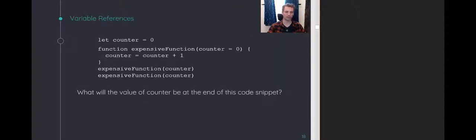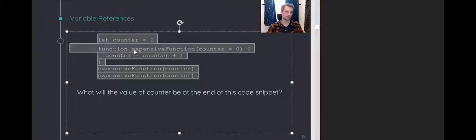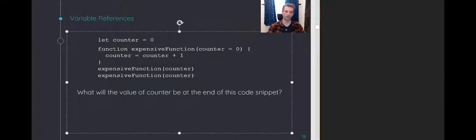So here we go. We are going to define our counter right here, and we're going to have our expensive function. This expensive function is presumably doing many other things, but all we care about is the fact that it is incrementing this counter, and then we are going to call it 2 times. So, what will be the value of counter at the end of this code snippet?